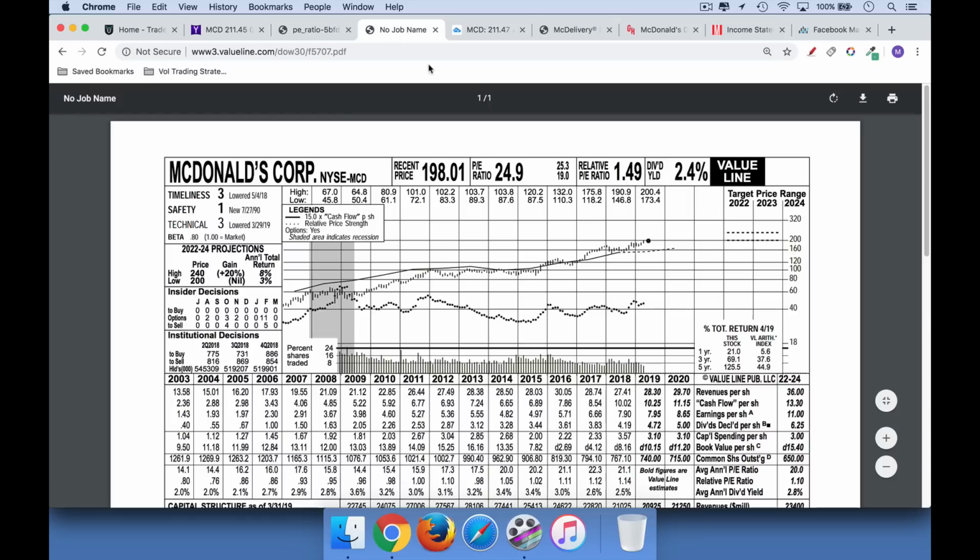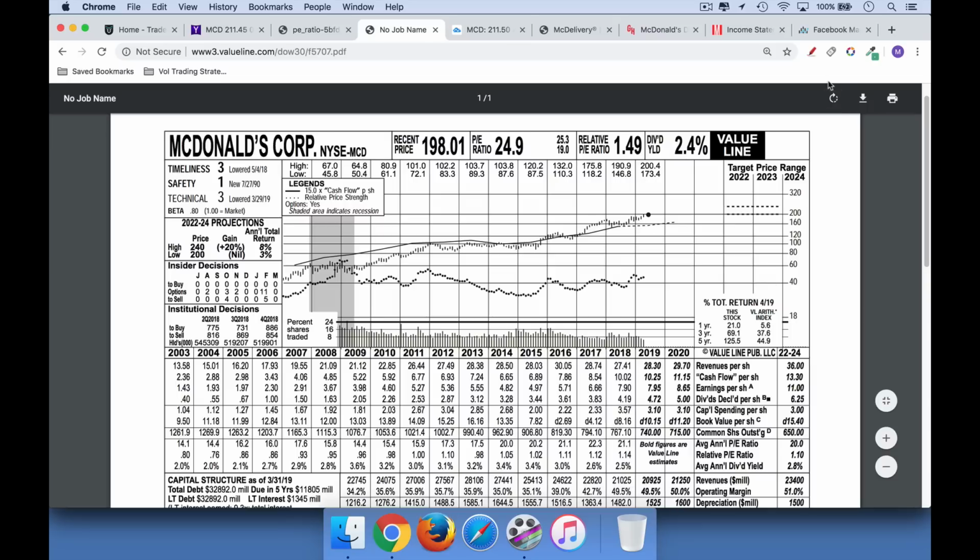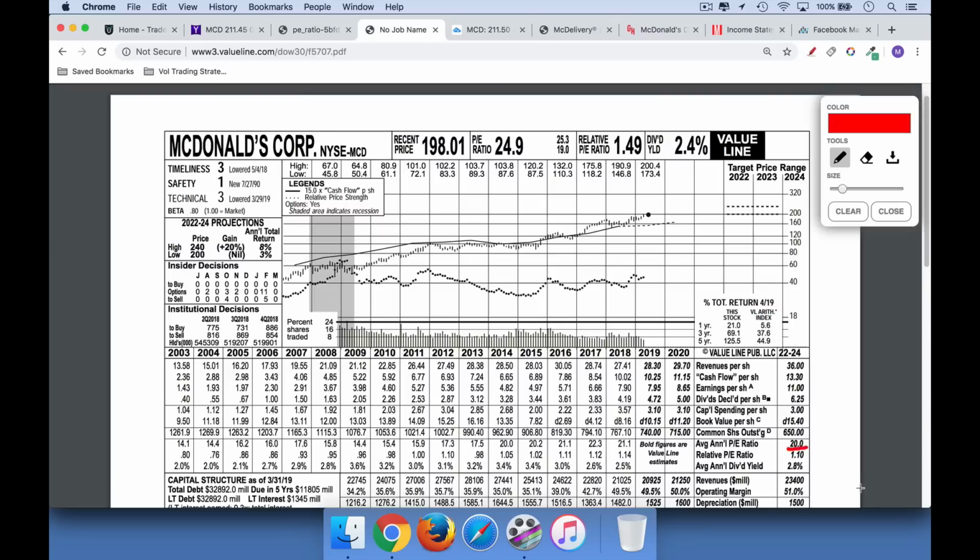Now let's take a look at the Value Line sheet here for McDonald's. And you can see that the average PE for the last, call it 5 or 10 years, has been 20. And right now this is, I believe, a trailing PE ratio. Either way you look at it, we're trading way above where McDonald's PE has been for the past few years. It's really been in the low 20s to high teens.